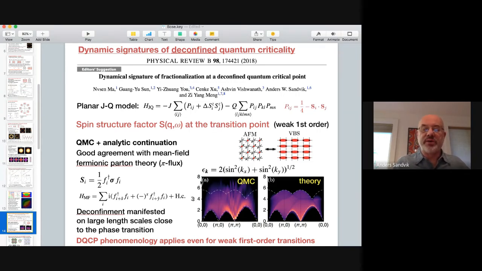So we have to calculate correlation functions in imaginary time and analytically continue to real frequency and so on. Here's an example of that, on some lines through the Brillouin zone. You see that we have this very broad continuum, similar to what we saw in 1D. I mean, it looks even broader.